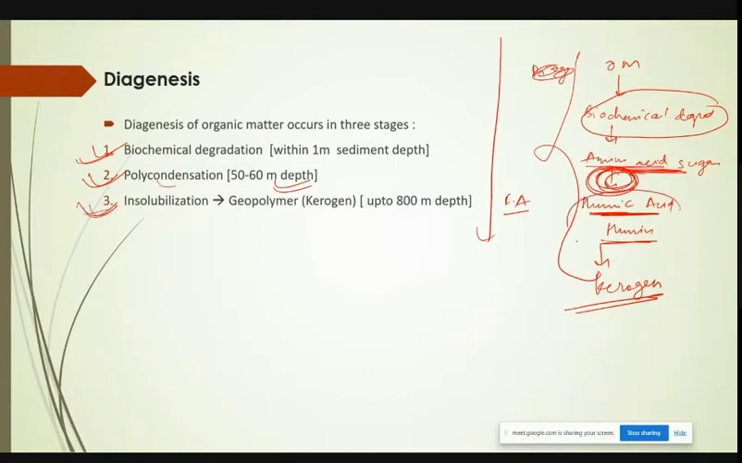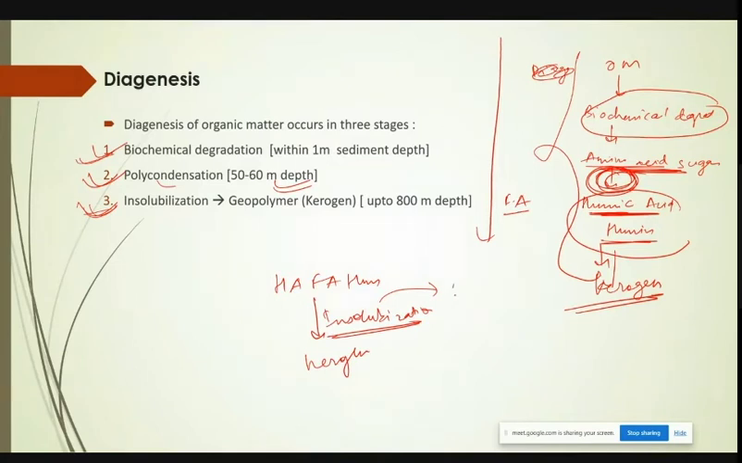From this stage to this stage, like from humic acid, fulvic acid and humin to kerogen, the process acting is called insolubilization. And what happens in insolubilization is the organic matter becomes more and more insoluble. Okay, got it? Like where these three processes are acting during the diagenesis cycle.